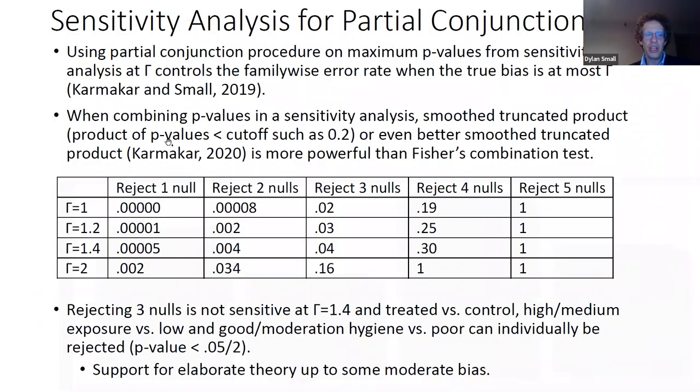Well, what we're doing here is just saying, suppose gamma was the same across all five. A gamma of 1.2 means that the bias is at most 1.2 for all different treatments. Right. Okay.